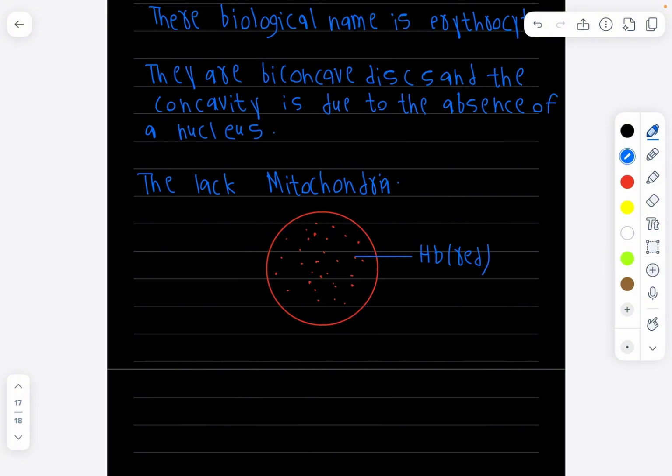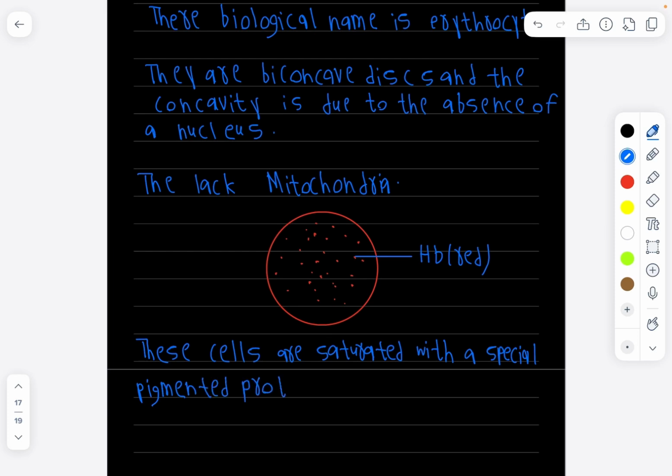Alright. These cells, the RBCs, are saturated with a special pigmented protein called haemoglobin.